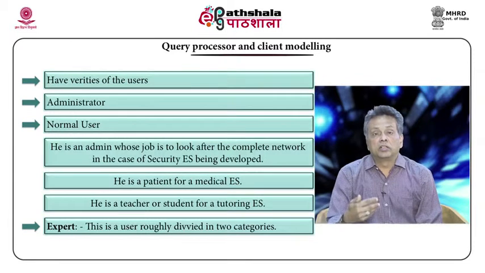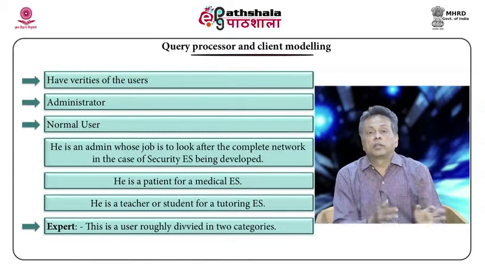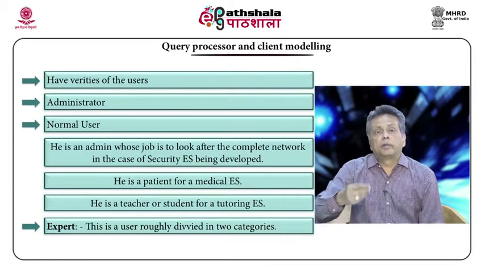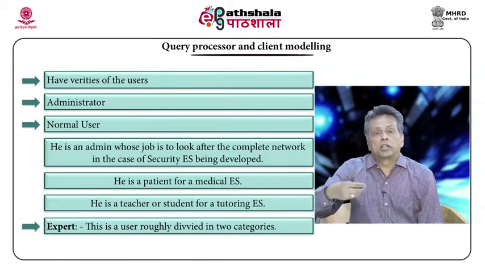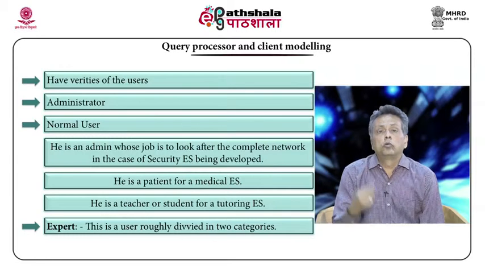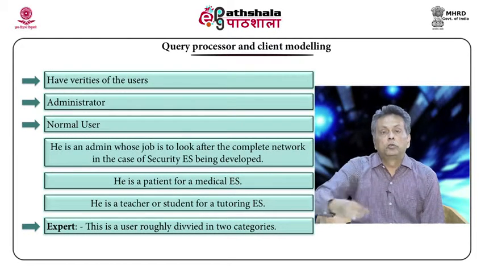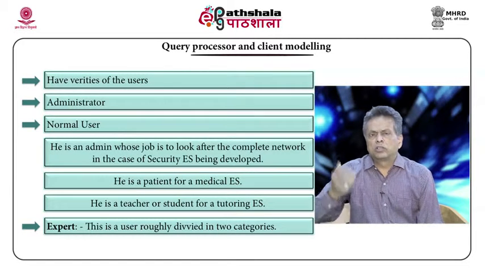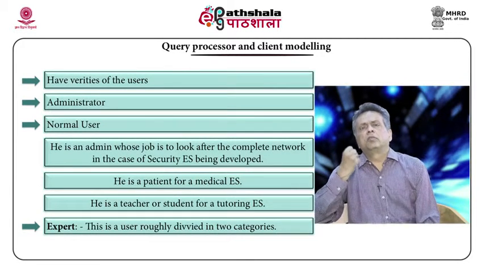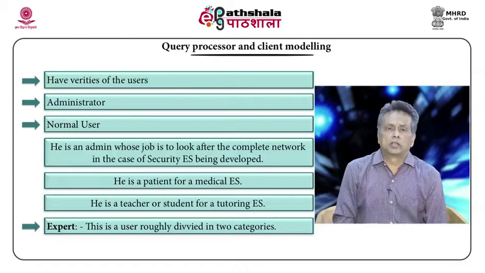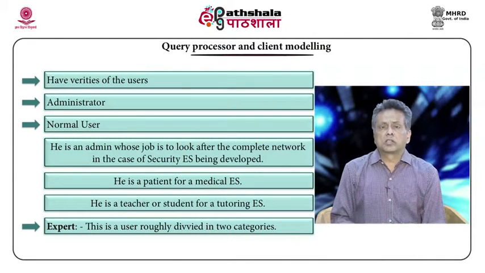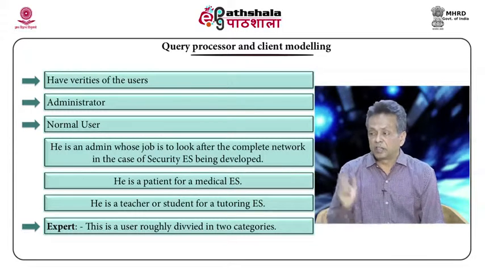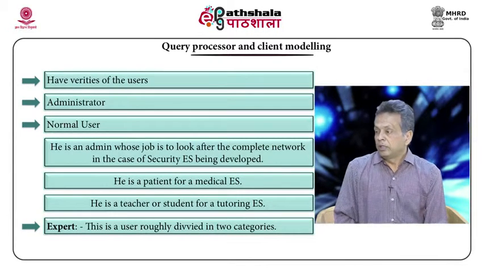Now, who is the user? The user is a normal administrator of a network. Let us take another example, a medical expert system which diagnoses a disease. Who is the user? A patient, and so on and so forth. So, this normal user is a very important person here, and for an expert system, even if you do not have any other type of user, this normal user is always going to be there.